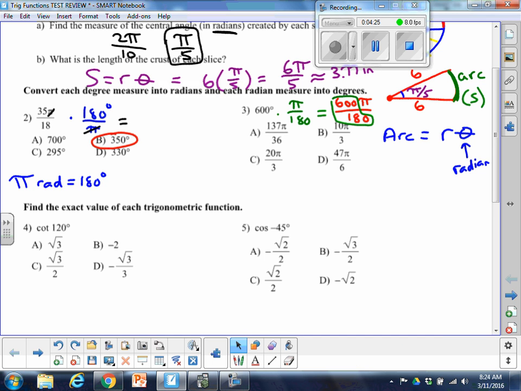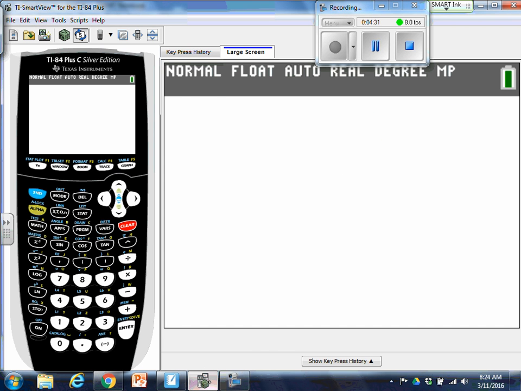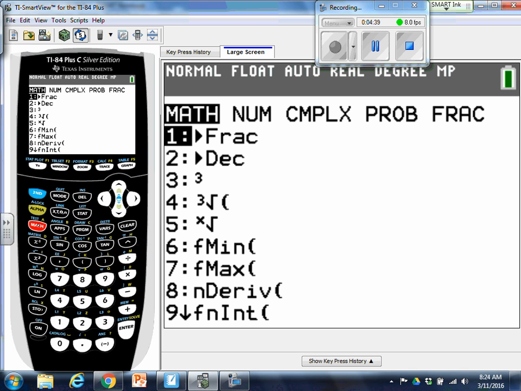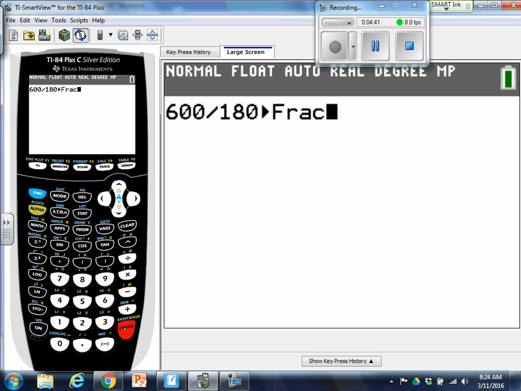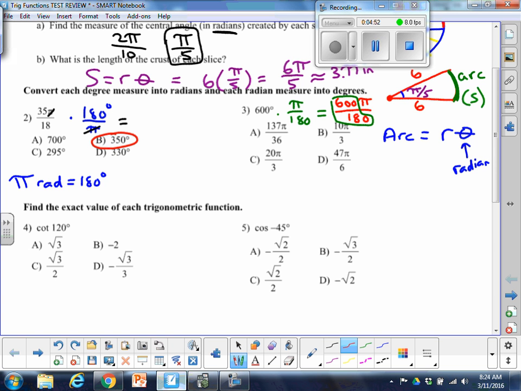And the shortcut, the trick on your calculator to do that is, I'm just kind of ignoring the pi for a second. Just to reduce a fraction, if you haven't seen this, you can go 600 over 180. And then go into the math button here, and there's going to be a fraction, and it's going to give it to you in simplest form. So we're looking at 10 over 3. And then just throw the pi back in there. 10 pi over 3 should be our final answer for this one here. Okay, so B for that one.